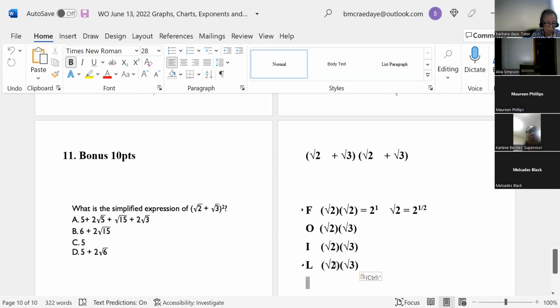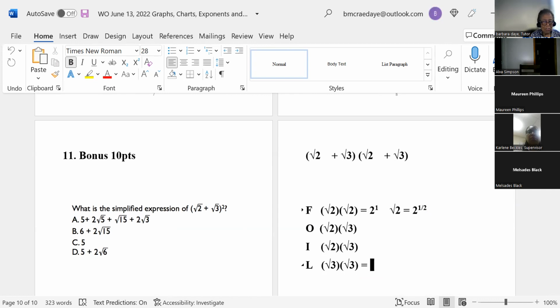Okay, so this would be square root of 3 times the square root of 3, right? So what's the square root of 3 times the square root of 3? Remember, what did I say about the square root? It is the number to the 1/2. Mercedes, what would this be equal to? So square root of 3 will be 3 to the 1/2, miss. Square root of 3 times the square root of 3.